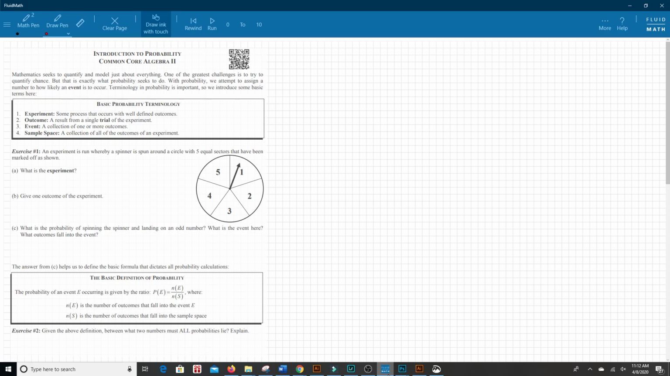What is the probability of spinning the spinner and landing on an odd number? So between the numbers 1 through 5, we have three odd numbers. We have 1, we have 3, and we have 5. So we're looking at a probability of 3 over 5. If we're looking at C, it's 3 over 5.